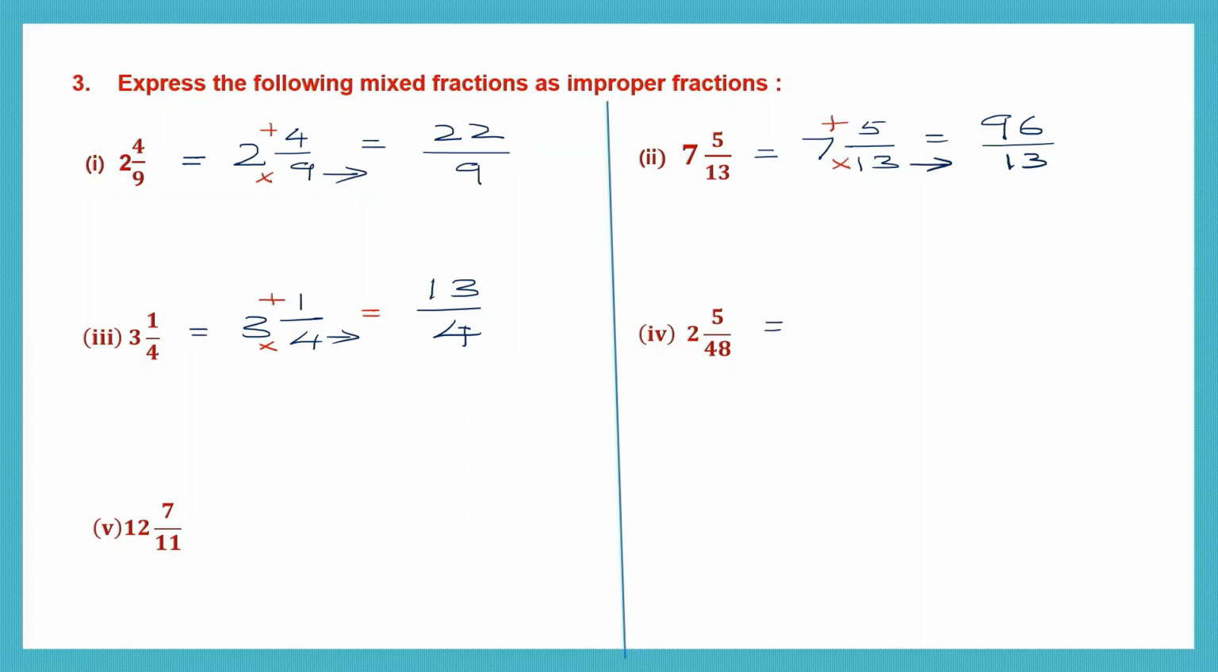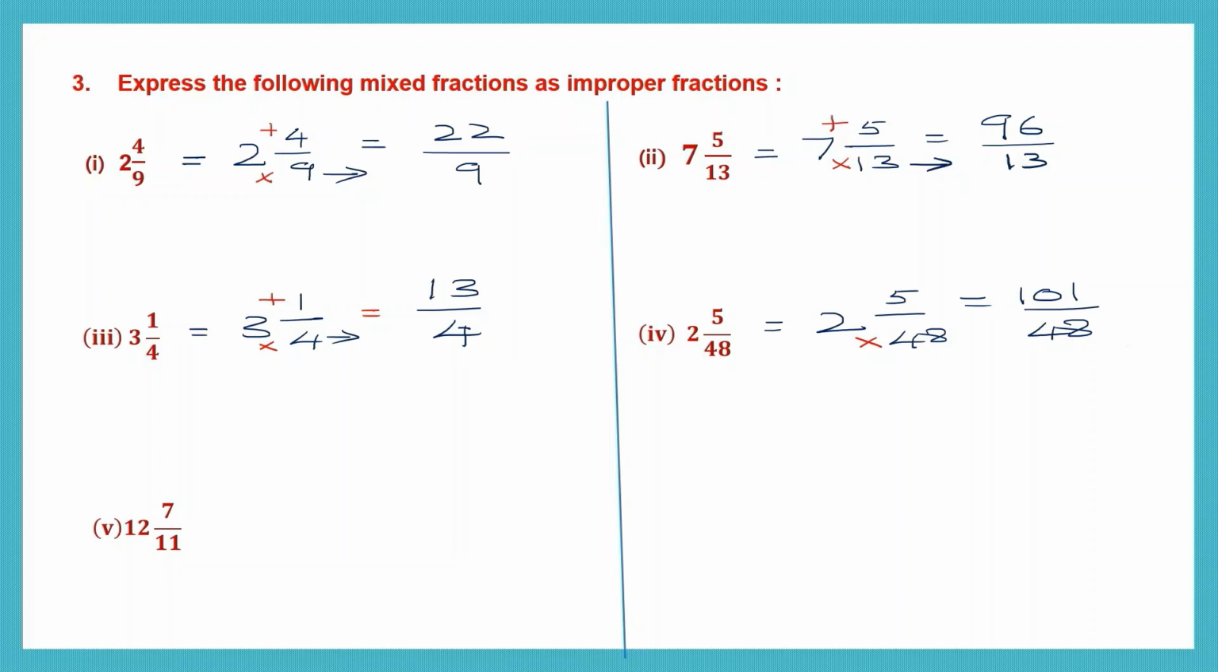Next one, 2, 5 by 48. So again, let's multiply the denominator and the natural number. 48 into 2 is 96. 96 plus 5, let's add it up. 6 plus 5 is 11, carry 1. 9 plus 1 is 10. So what is that? 101. 101 and the denominator is 48. So what is the improper fraction? 101 by 48.